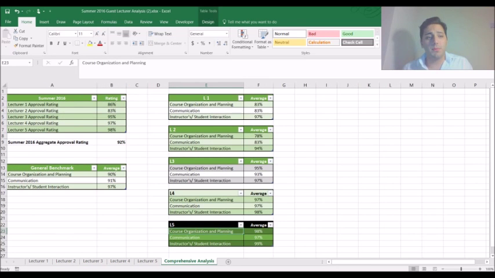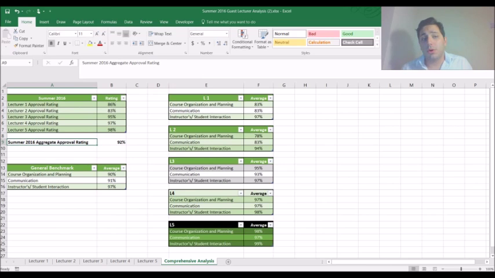And here's your comprehensive analysis. Basically, this one for the summer semester shows the lectures' approval ratings. As you can see, lecture 1 got 86%, lecture 2 83%, and so on. And we average these as well. By averaging these, what we do is we set benchmarks.